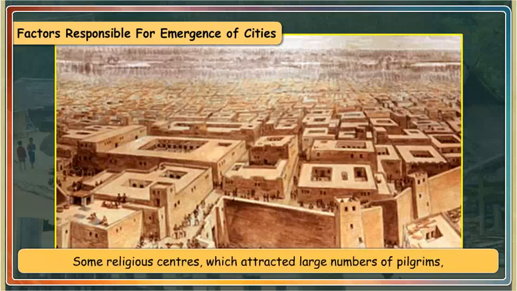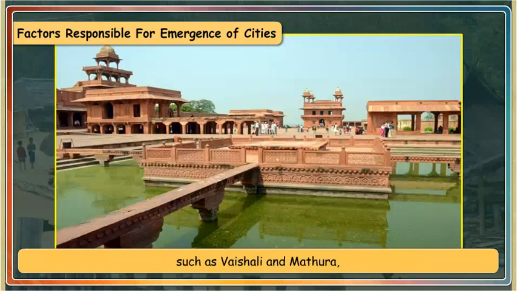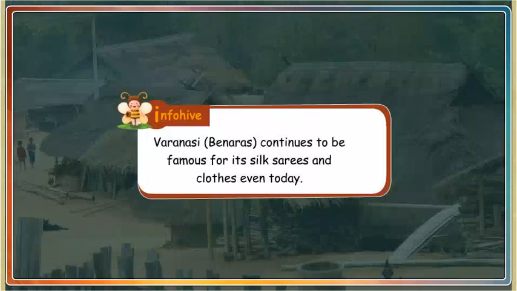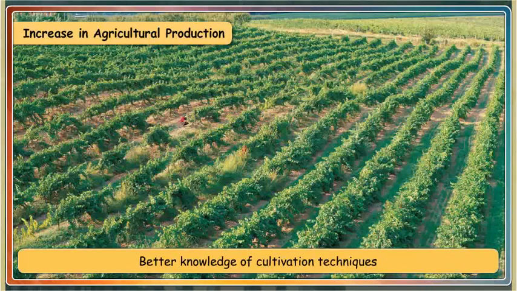Some religious centers which attracted large number of pilgrims such as Vaishali and Mathura grew into big cities. Kaushambi was one of the earliest cities. Varanasi, that is Banaras, continues to be famous for its silk saris and clothes even today.